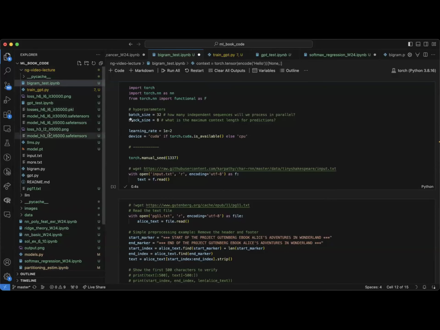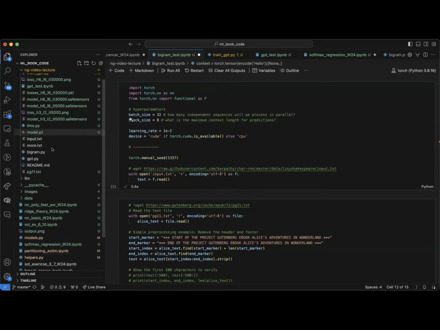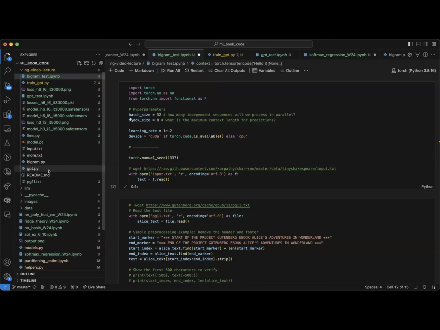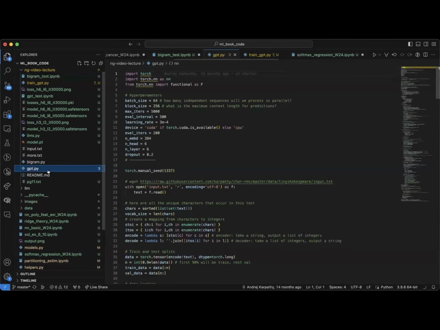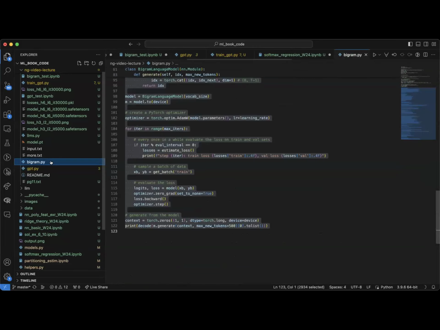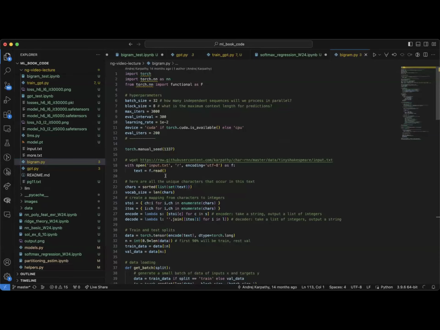Okay, so I haven't added a lot of things here. In the NG video folder, this is again by Andrei Karpathy, and I made some modifications. I'm going to modify these two. This is his version of GPT, which hopefully we'll talk about today. This is his version of Bigram, so that's the entire code for the Bigram model.